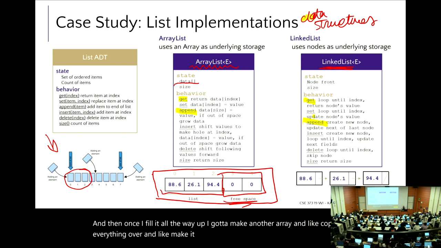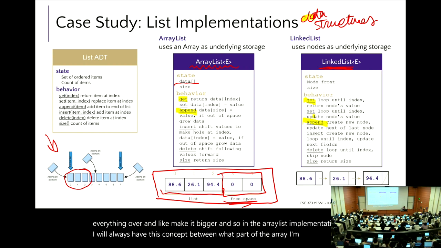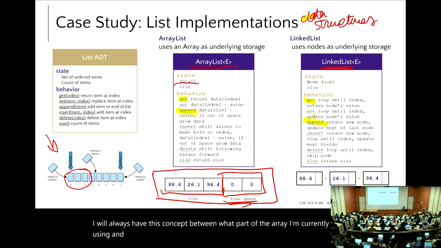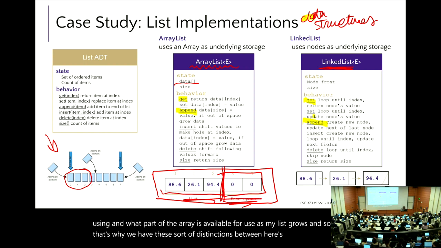And so in the array list implementation, I will always have this distinction between what part of the array I'm currently using and what part of the array is available for use as my list grows. That's why we have these distinctions between here's the list and here's the free space.